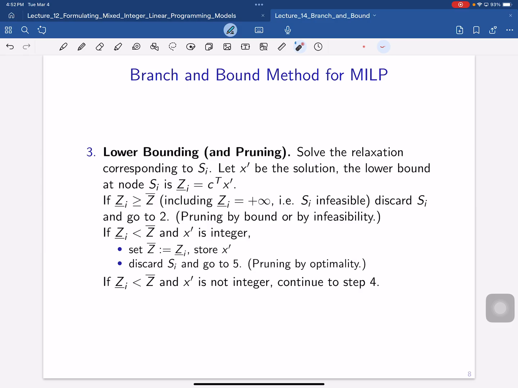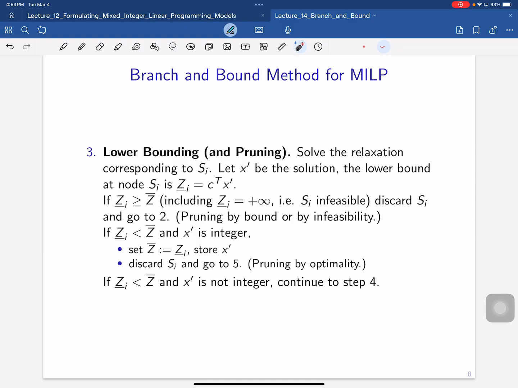Many cases could occur. If the lower bound you find at this particular node is already greater than or equal to the global upper bound, where Z overline is the global upper bound, then you can discard node Si. So this is like pruned by bound or pruned by infeasibility. Since the lower bound you find at this particular node is already worse than the best feasible solution you find so far, you can get rid of that node.